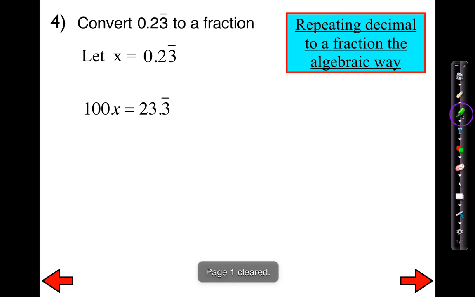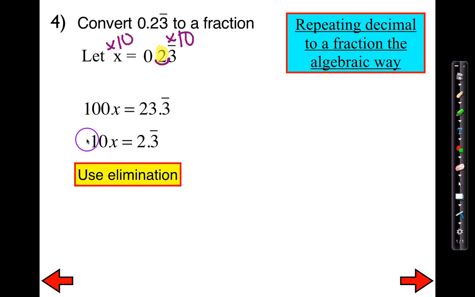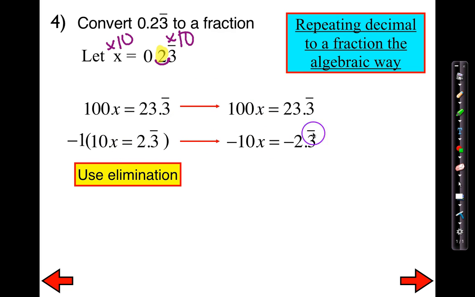Okay, well, then you have to determine the furthest digit that's not repeating. This is going to be the tenths place. So I'm going to go ahead and multiply both sides by 10, and that's how I ended up with 10x equals 2.3 because you move that decimal over just once. Now we're going to try to eliminate the repeating 3, so I'm going to multiply the second by a -1. I'm keeping the first one the same.